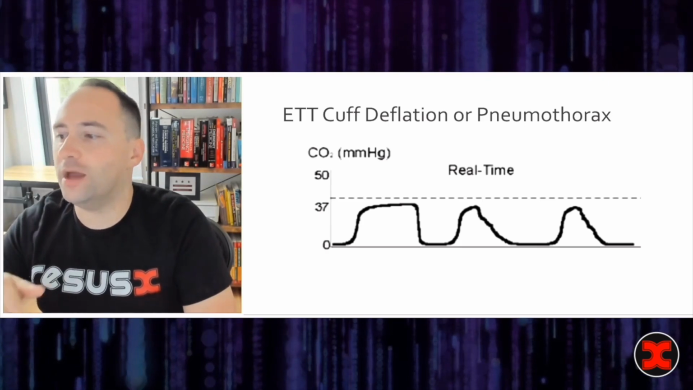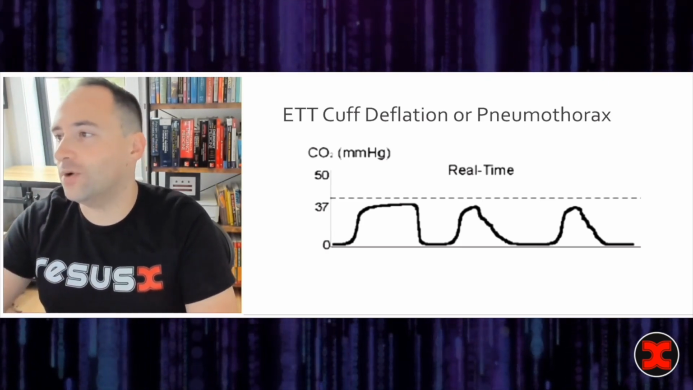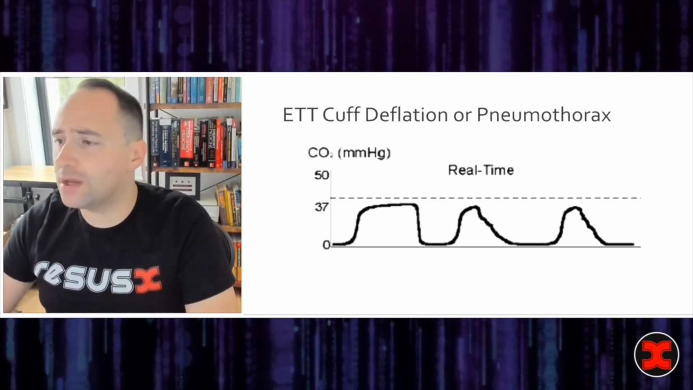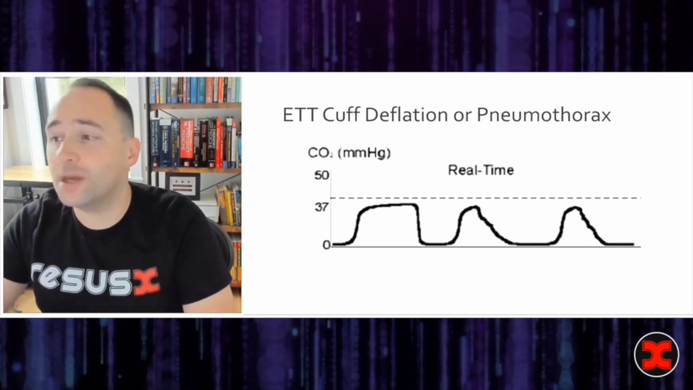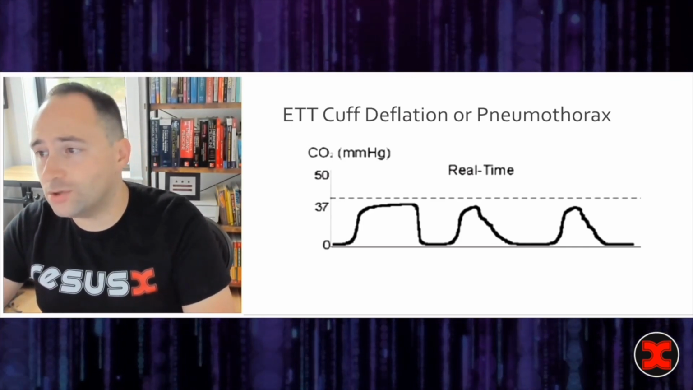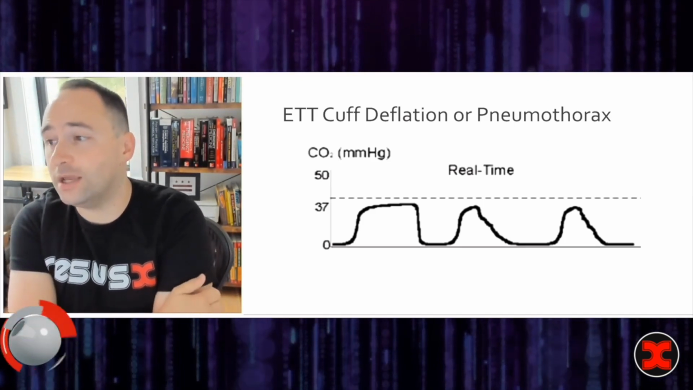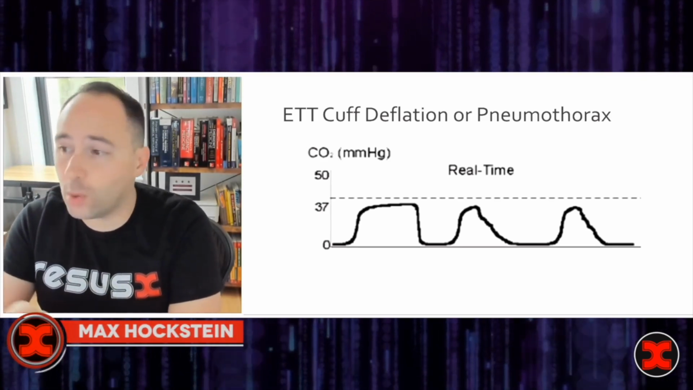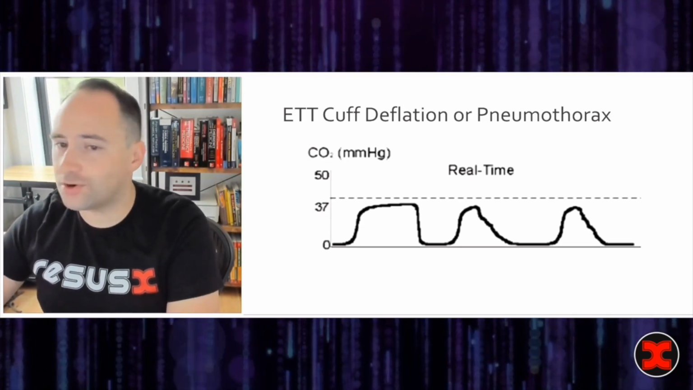This is because the gas that is being delivered is not being completely appreciated by your circuit. So either because the end-tidal is missing some of the exhaled gas because it's going around the endotracheal tube cuff and not being returned to your circuit, or there is gas that's being lost into the pleural space, for example, with a pneumothorax. All right, next one is a crowd favorite.